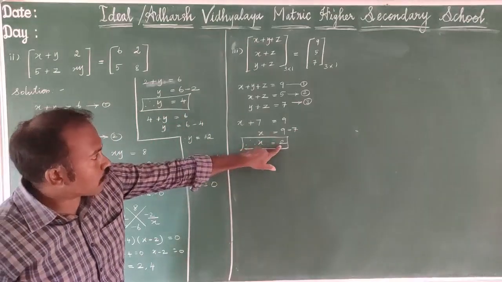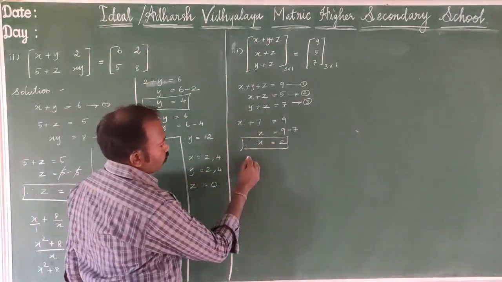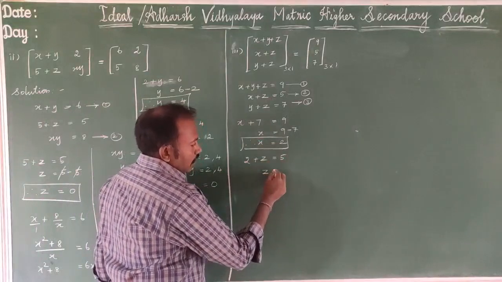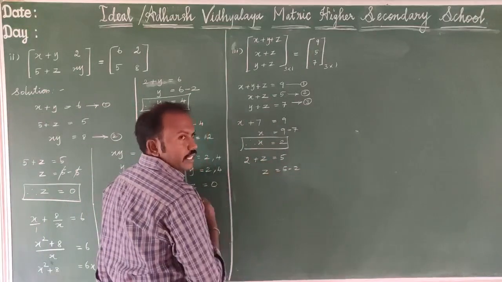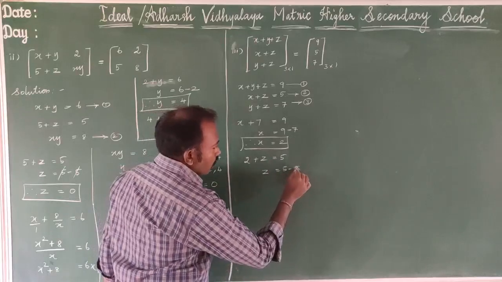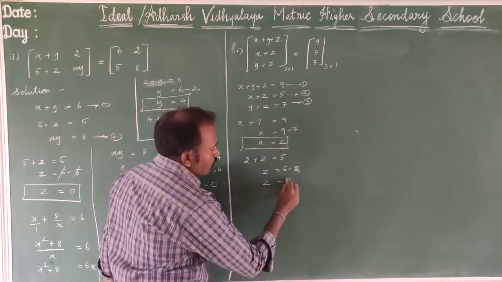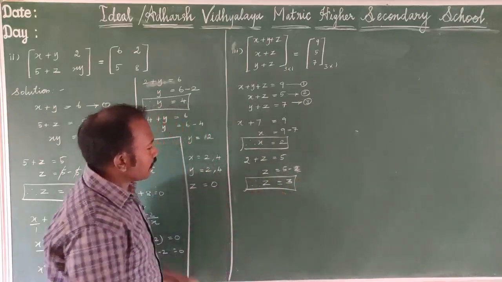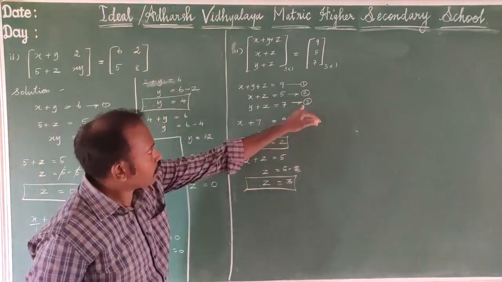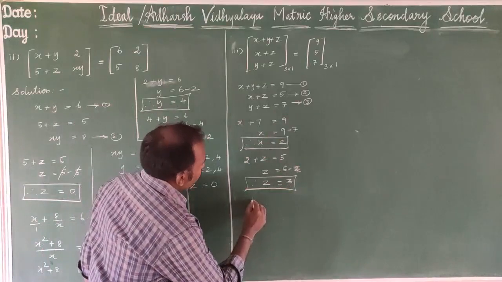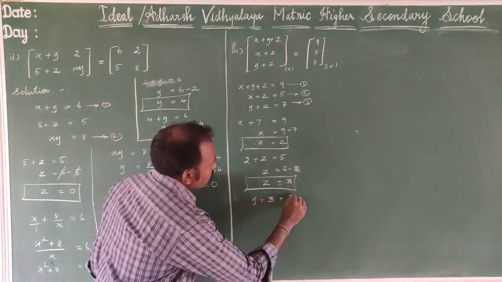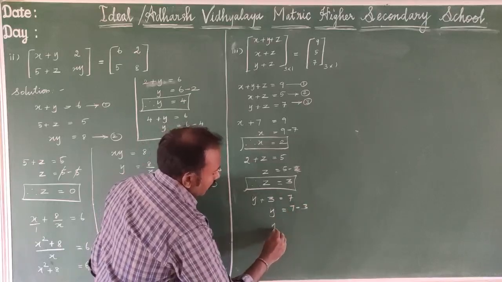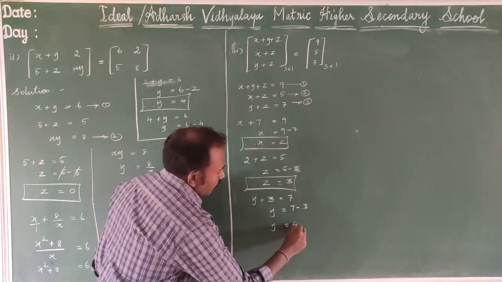Substituting x is equal to 2 in 2. Then 2 plus z is equal to 5. Z is equal to 5 minus 2. We get z is equal to 3. Then substituting z is equal to 3 in 3, y plus 3 is equal to 7. Therefore y is equal to 7 minus 3, which is 4.